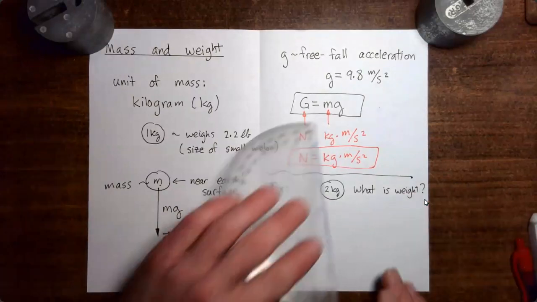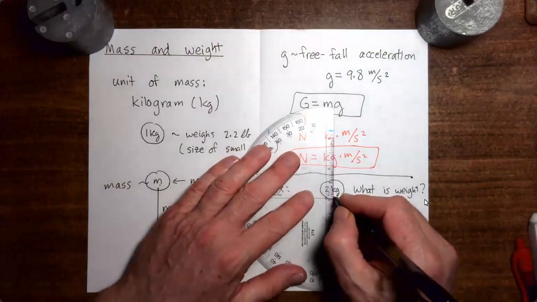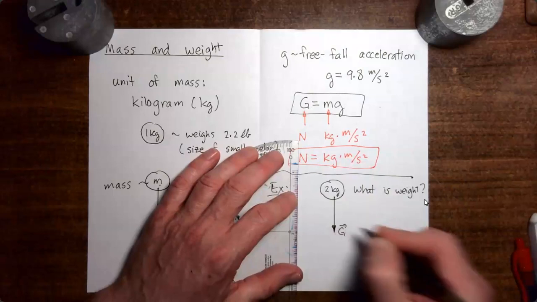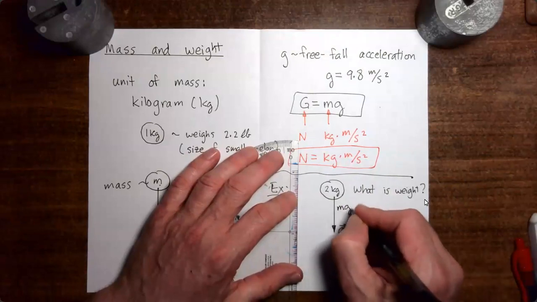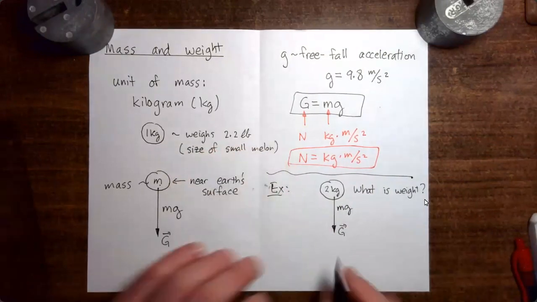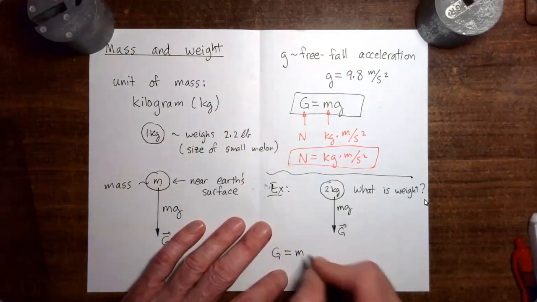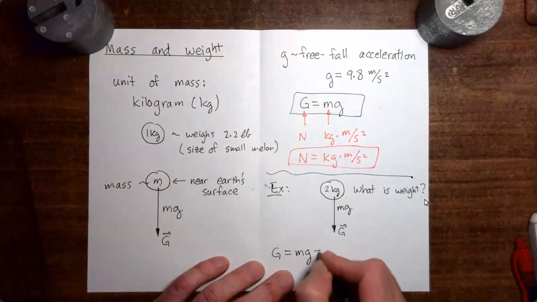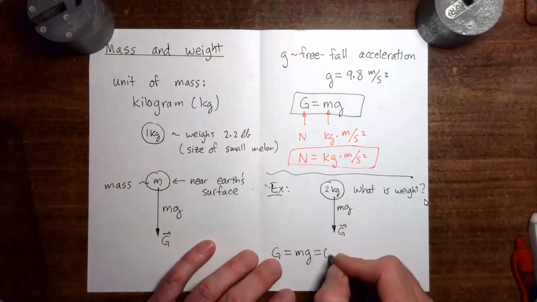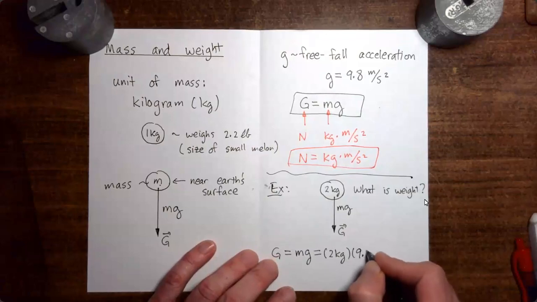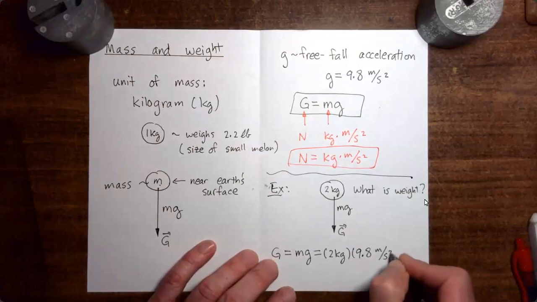Okay, so here's what we do. The weight is the magnitude of the gravitational force, so I'm going to draw in the gravitational force vector. It has magnitude mg, and then we can say the magnitude of the gravitational force vector equals the mass times the free fall acceleration. The mass is 2 kilograms. The free fall acceleration is 9.8 meters per second squared.